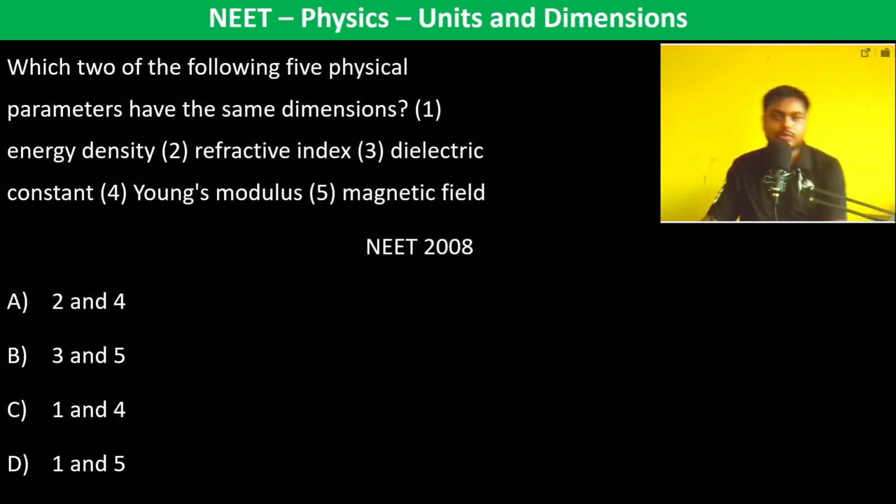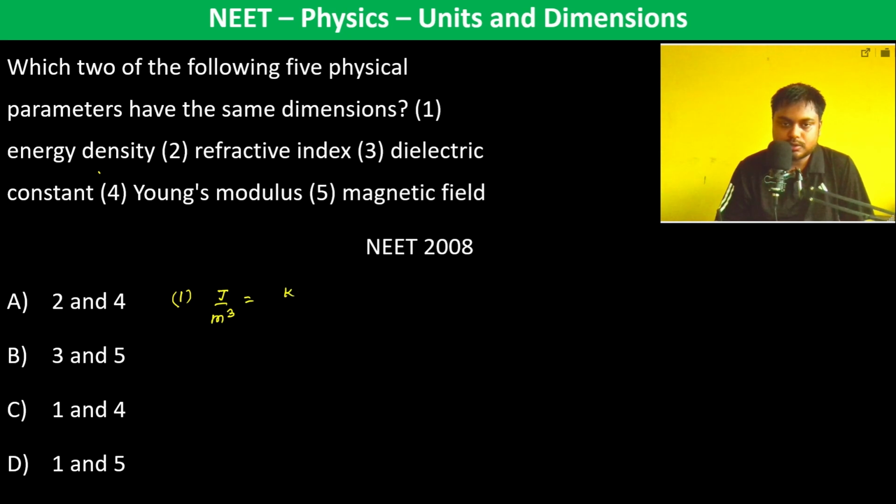Which two of the following 5 physical parameters have the same dimensions? Okay, energy density. So the first one is energy per unit volume. So therefore joule per meter cube, which is Newton meter. So kg m s minus 2 into m by m cube. So this is kg m to the power minus 1 s to the power minus 2.